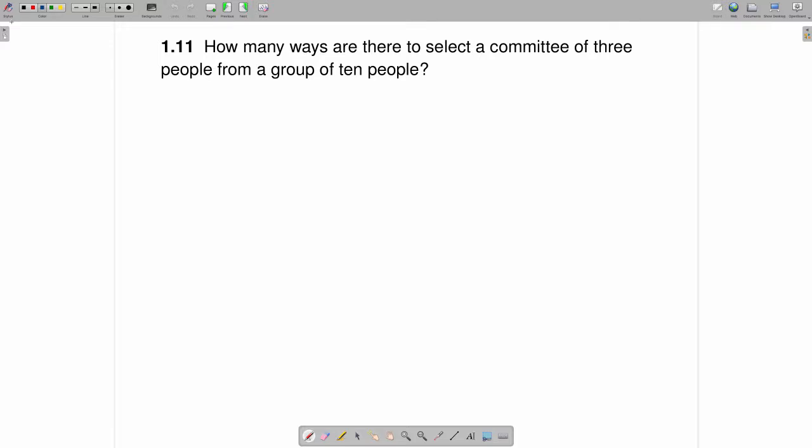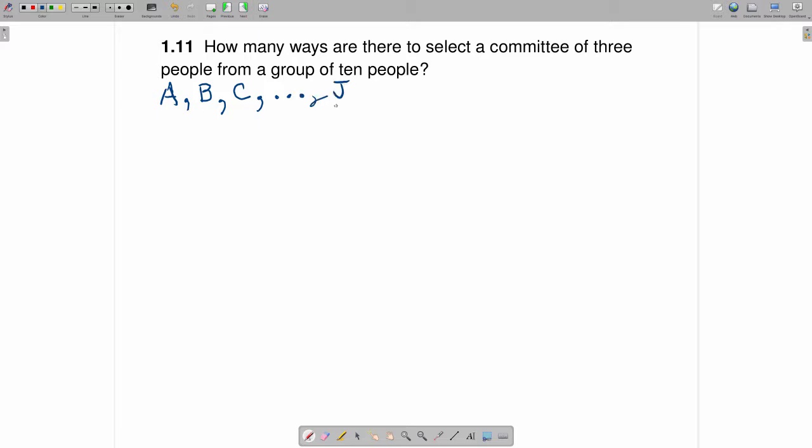How many ways are there to select a committee of 3 people from a group of 10 people? Well, one way to solve this problem is to write out the names of these people, and I'll just use first letters here. This might be Amanda, this might be Bill, Charisse, all the way out to the 10th letter in the alphabet, I believe is J.